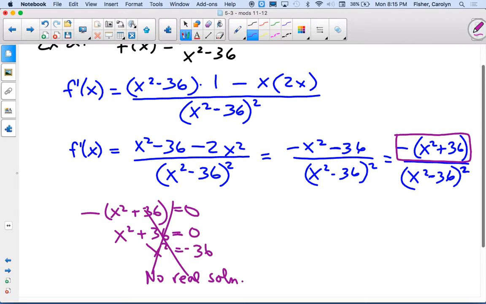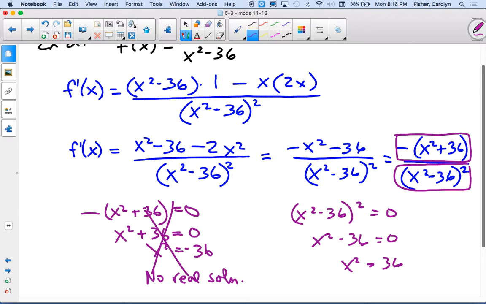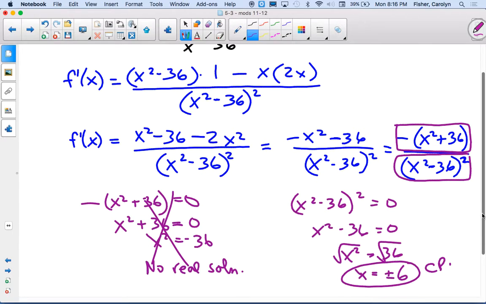So then I'm going to say, okay, I can look at where my denominator is equal to 0. And that would be taking the x squared minus 36 quantity squared, setting that equal to 0. Now I'm finding where my derivative would be undefined, and those would be other critical points. So take the square root of both sides, x squared minus 36 equals 0. So x squared equals 36, taking the square root of both sides, I get x equals plus or minus 6. Critical points of my first derivative.